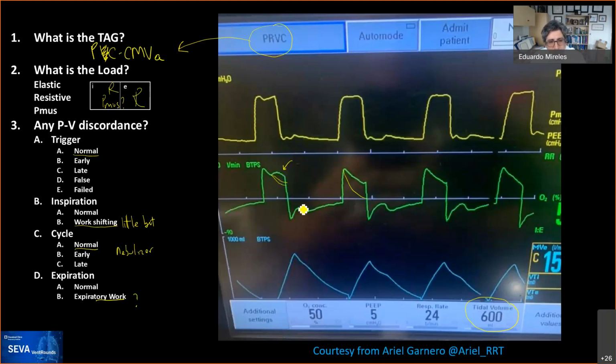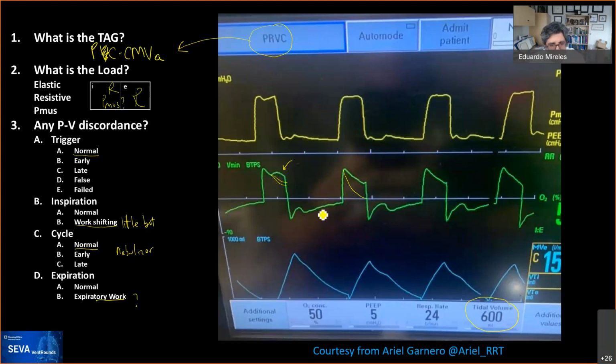So the concern is that this is a resistive load with some PMOS on top of it. So this is PMOS and this is PMOS, meaning patient effort. So when I see this, I say, well, is this resistive component increased, which is potentially the case, or is it because the respiratory rate is set so fast that you're not allowing the patient enough time to exhale? Before we go into PV discordance, Rob, any disagreements, comments on this?